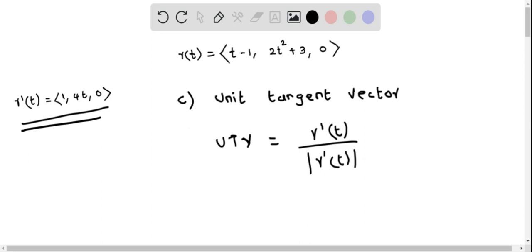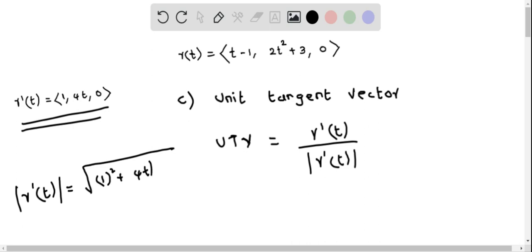So first let's determine the magnitude of r prime of t, and this is given by the square root of the sum of the squares of the components. So it is 1 squared plus 4t quantity squared plus 0 squared. I take each of the terms inside the bracket, square them up and add them together. So 1 squared is 1, and the square of 4t is 16t squared, because the square of 4 is 16 and the square of t is t squared, plus 0 squared, which is 0. So basically we get this expression, square root of 1 plus 16t squared.